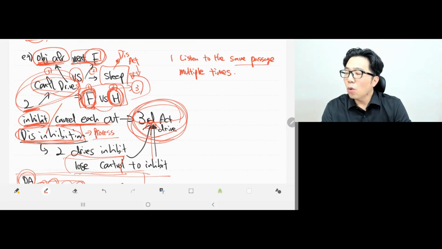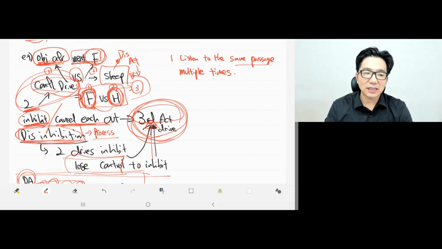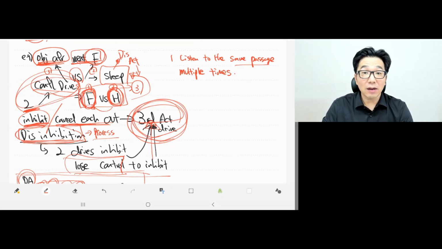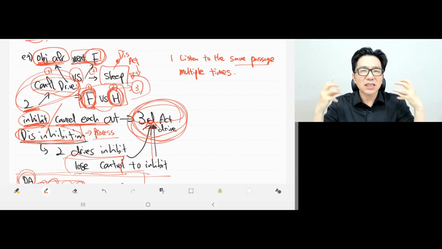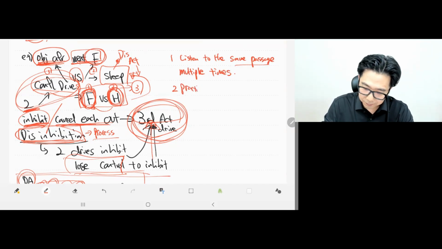If you are scoring more than 24, 25, I advise you to maybe listen to the same passage at least 3 times or more. If you are scoring under 20 out of 30 in listening, you really need to listen to the same passage at least 5 times, ideally up to 10 times. Really keep listening to the same thing, improve your listening skills, and try to understand everything in the passage.